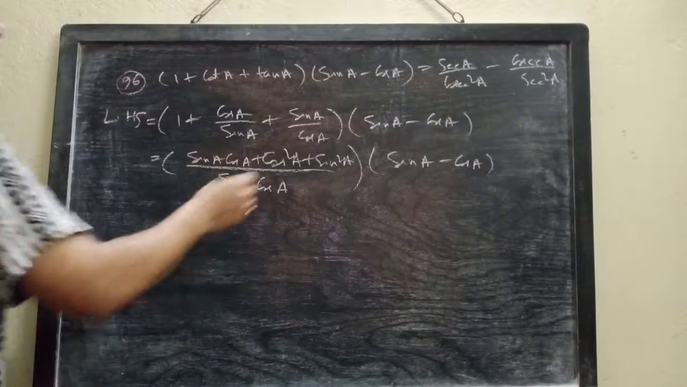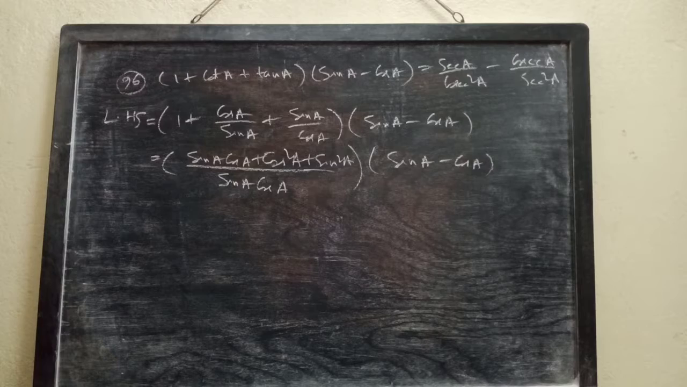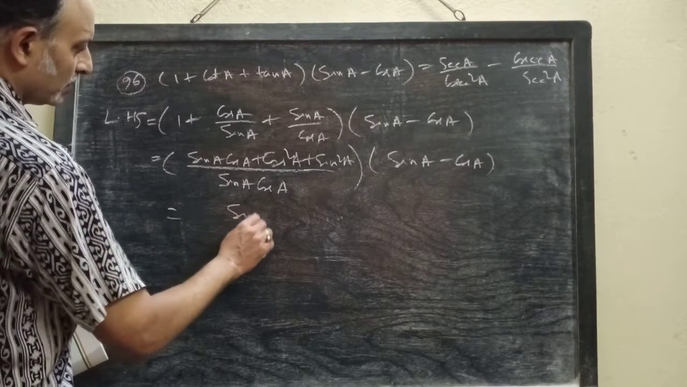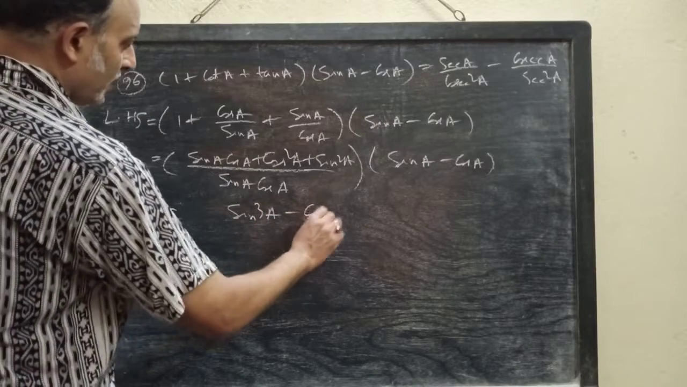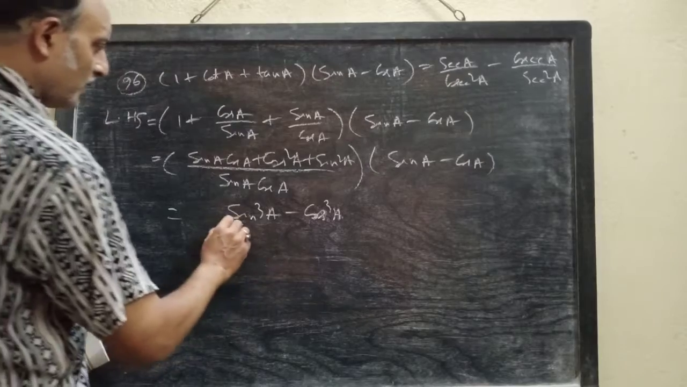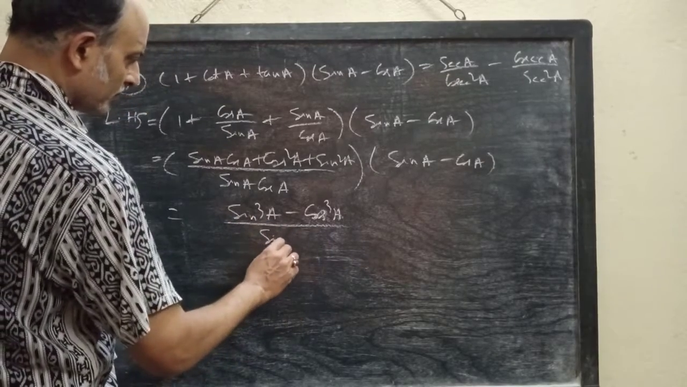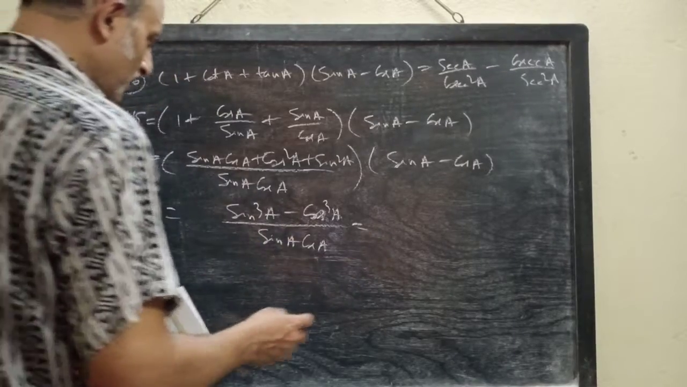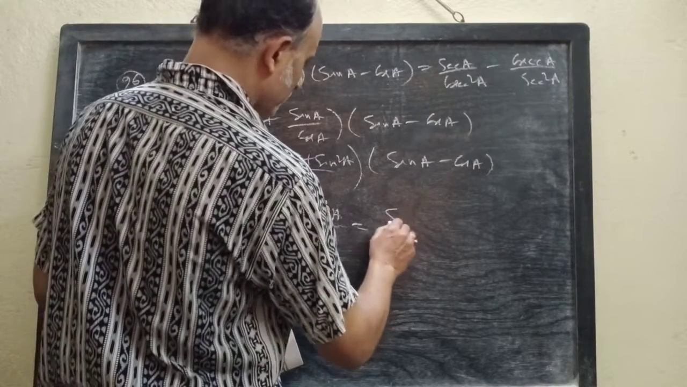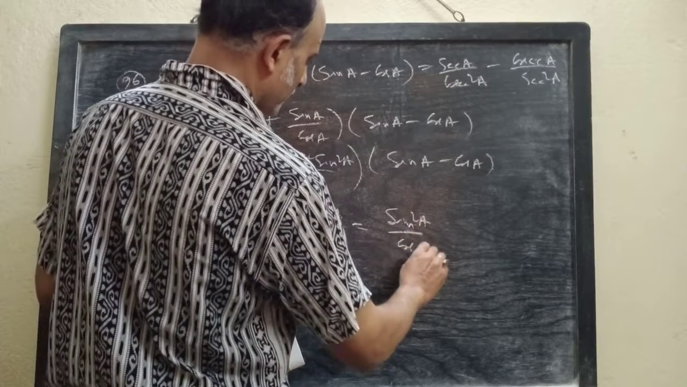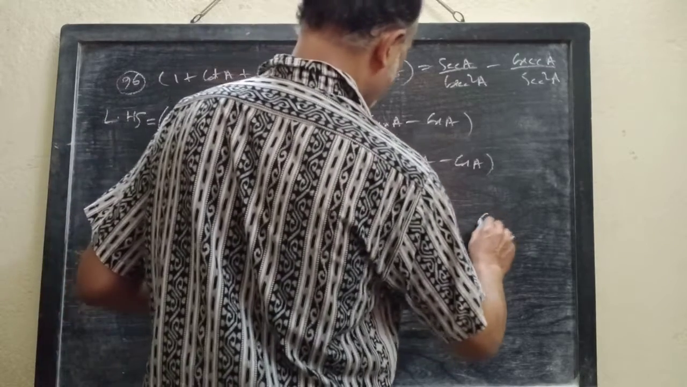Now look, A minus B into A square plus B square plus AB. This is the formula for A cube minus B cube, so you can write sin cube A minus cos cube A divided by sin A cos A. So split the numerator, you get sin square A by cos A. And here it becomes cos square A by sin A.